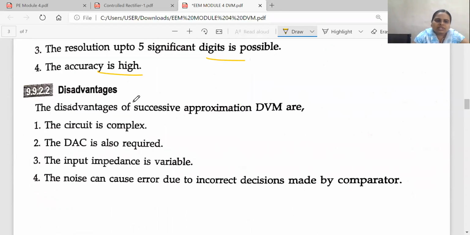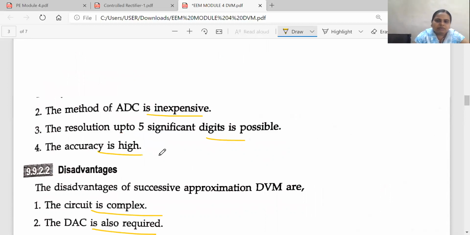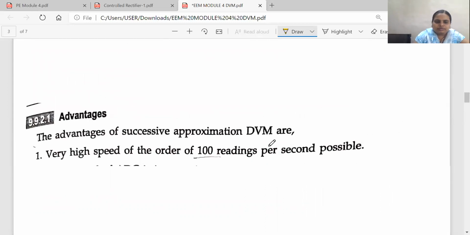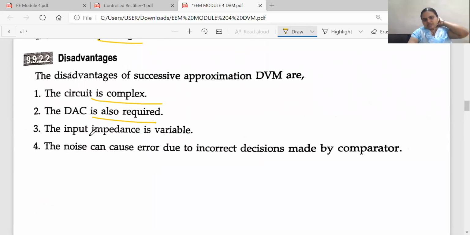Then about disadvantages: the circuit is somewhat complex, and digital to analog conversion is also required because we are using a digital to analog converter. Then the input impedance is variable, and the last one is that noise can cause error due to incorrect decisions made by the comparator. If the comparator gives the exact value, then it will be okay.